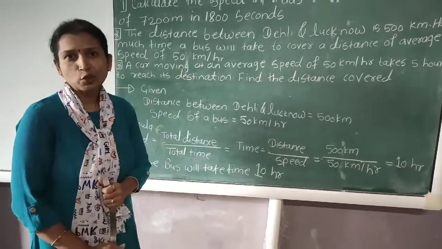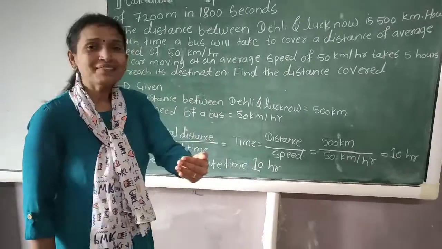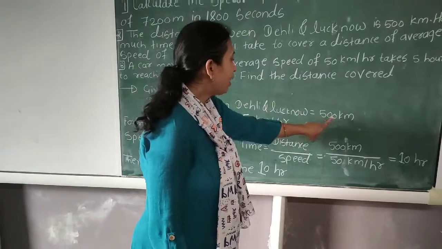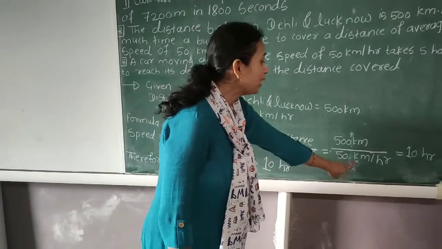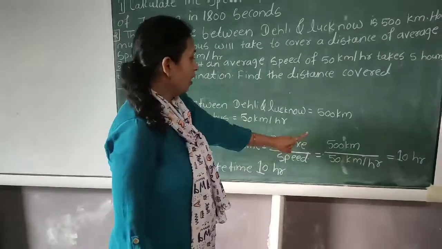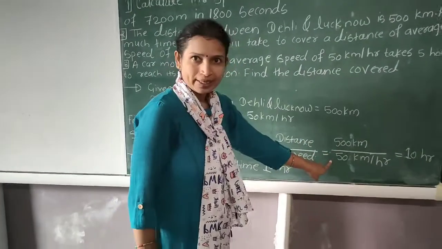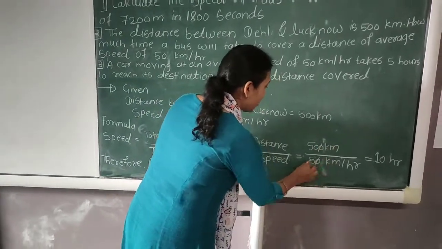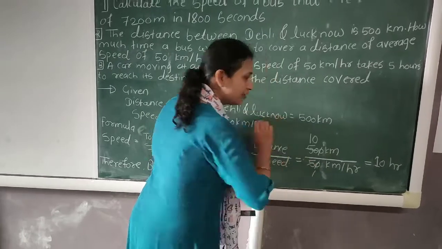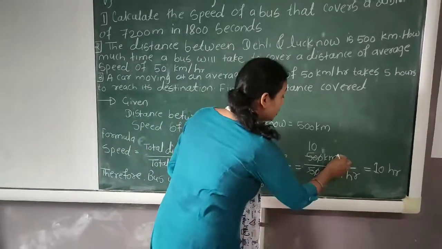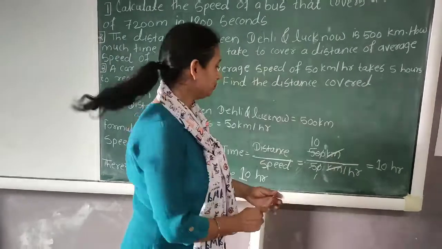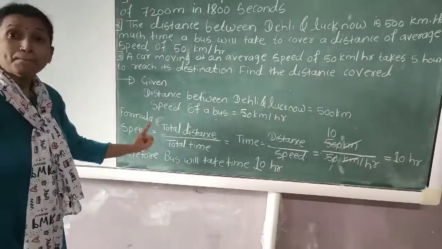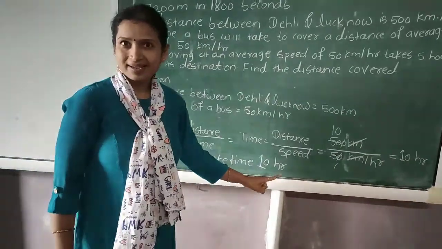As second standard students, I know you have an idea how we are twisting the formulas. Now whatever the given values, 500 kilometers is the distance, 50 kilometers per hour is the speed. Now we put the values over here. 500 divided by 50. So 5 ones are 5, 5 tens are 50. We have the answer. Now this kilometer will cancel. We have 10 hours. This is our answer. Therefore, the bus will take 10 hours.